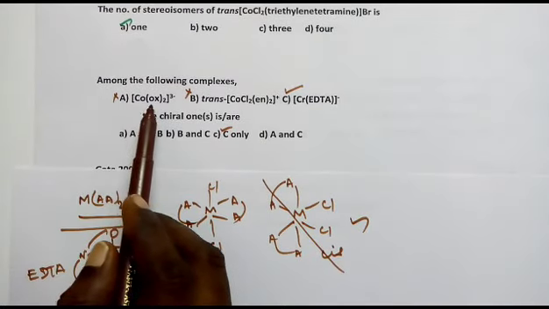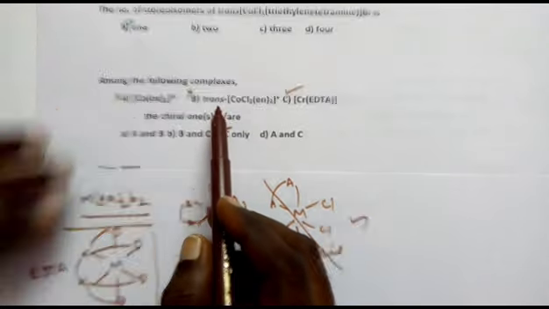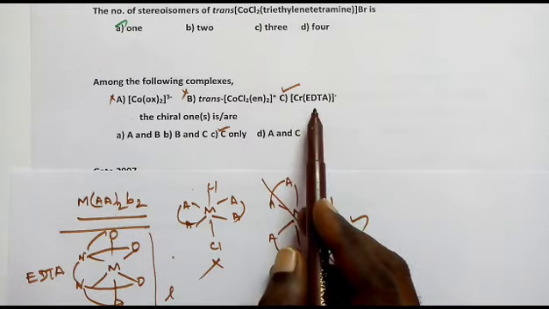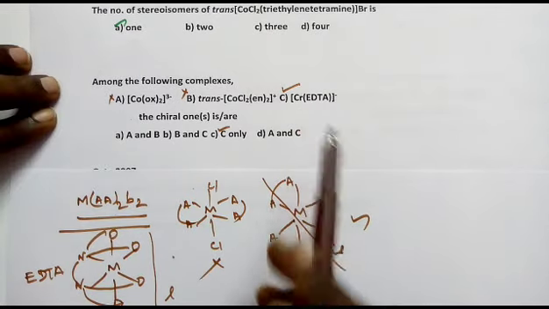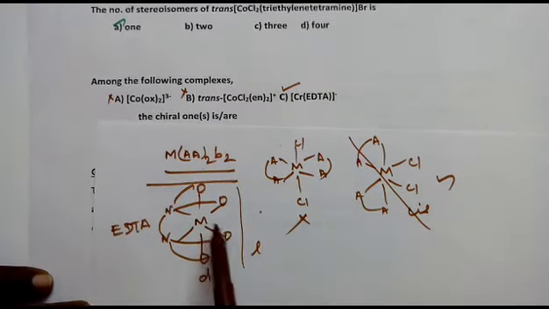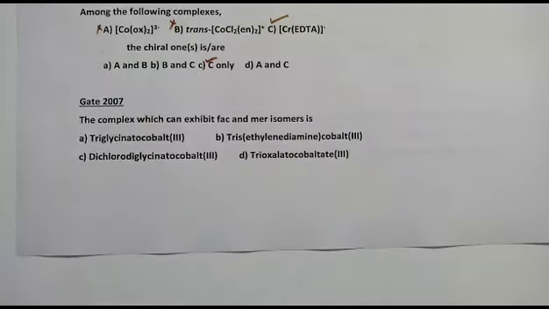The first one is optically inactive because it is a square planar complex. This one is an octahedral complex but a trans isomer, so optically inactive. And the final one is the EDTA complex, a hexadentate ligand, and that is optically active. So the answer is C. Okay, let's see the next one.